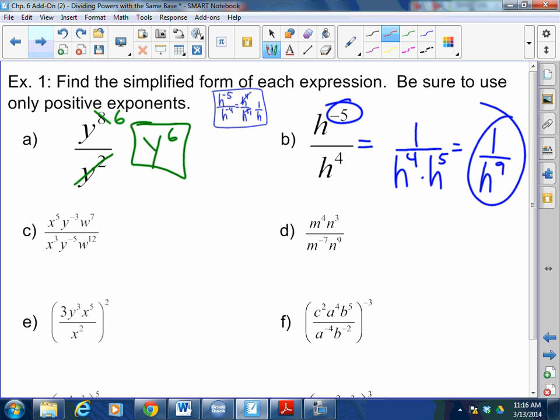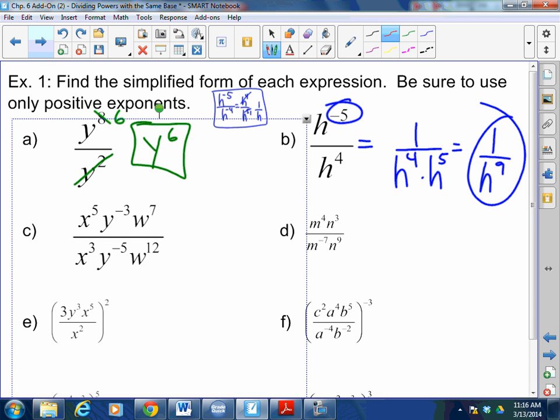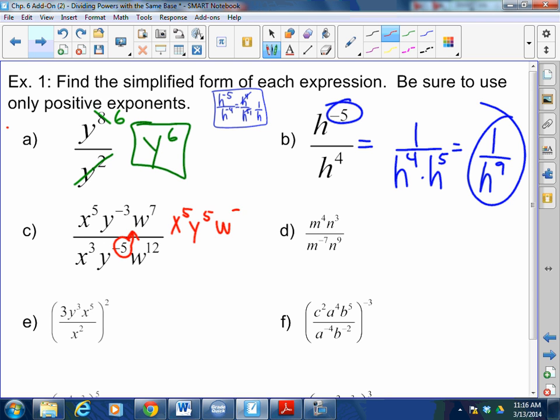Okay. All right, let's pay attention to this, guys. First of all, I always want to get rid of all the negatives. So let's rewrite this. I've got x to the 5th. This guy goes up, y to the 5th. W to the 7th over x cubed. This guy goes down, y cubed. W to the 12th. All I did was change the negative exponents to positive. Does everyone see that? Okay, so now let's simplify.